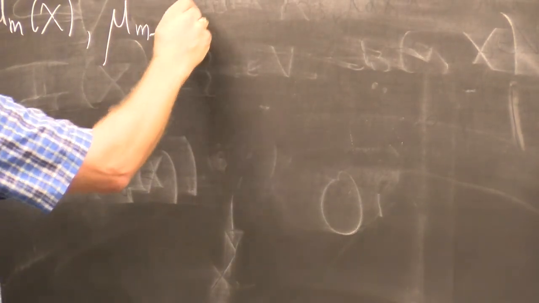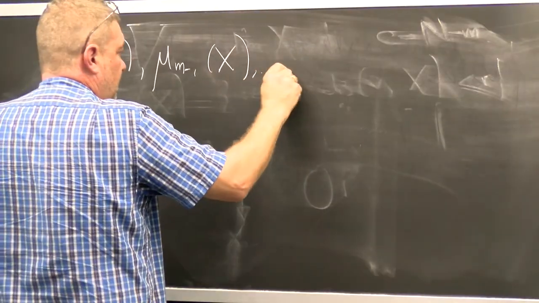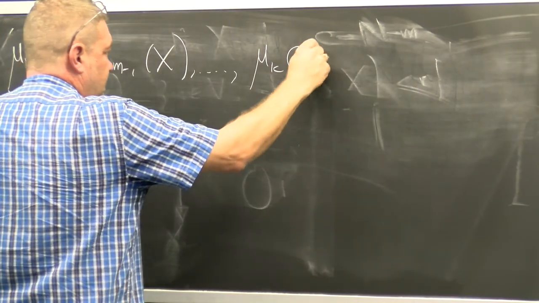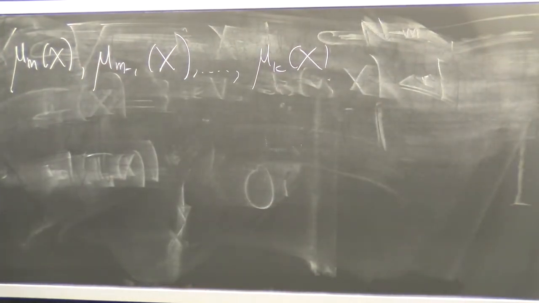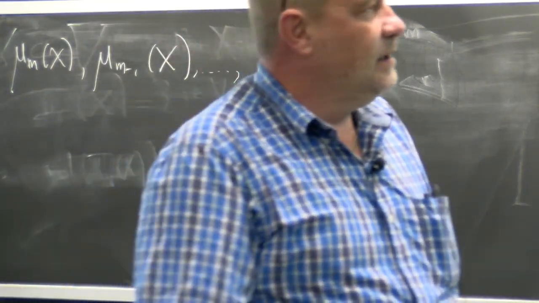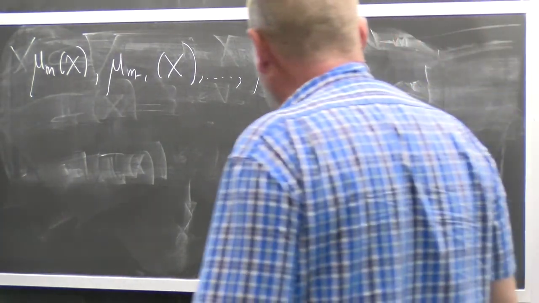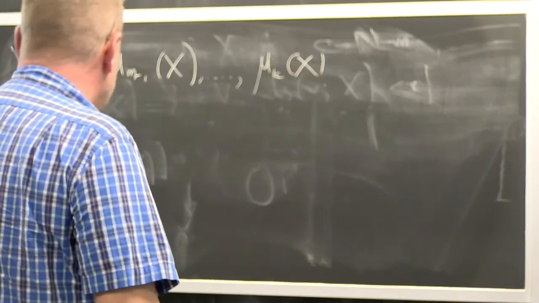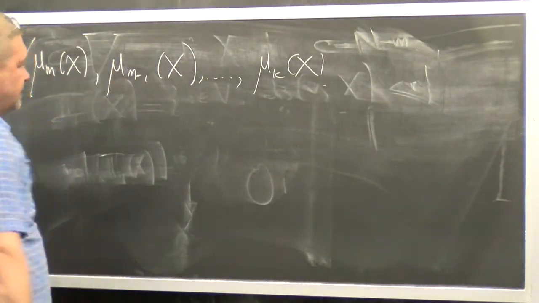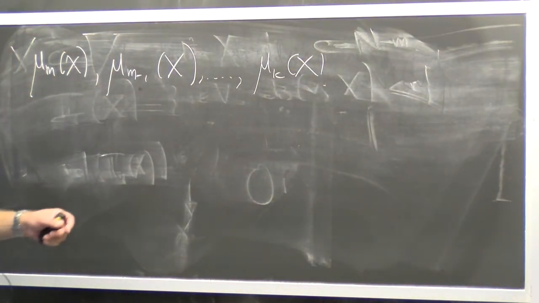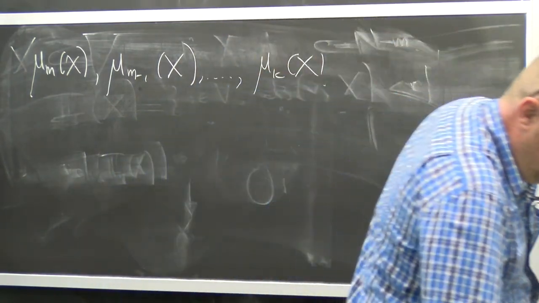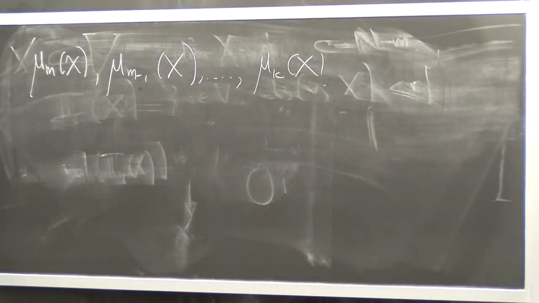We have these things. We have defined these measures, mu_m(X), mu_{m-1}(X), mu_k(X). Okay, but they are defined... this is going to be zero, but this is because of smoothness.